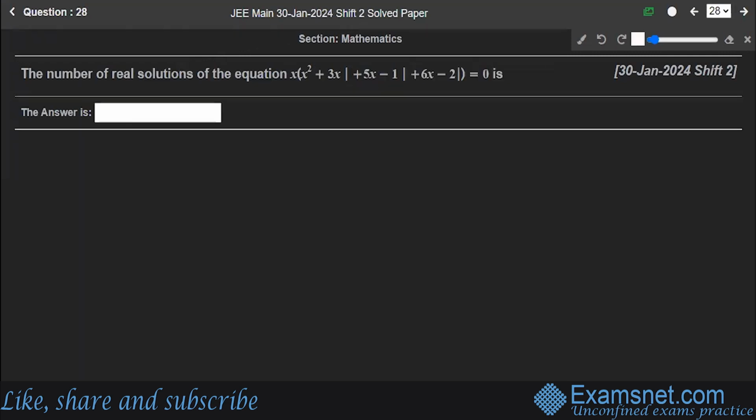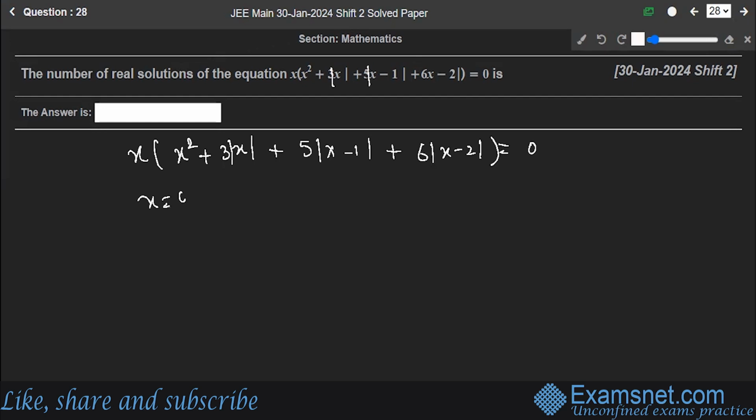Question number 28. The number of real solutions for this equation is equal to. Let's write down the equation first. You have x into x squared plus 3 mod of x. This is actually misprinted a bit. Should have been like this. x minus 1 plus 6 x minus 2 is equal to 0.